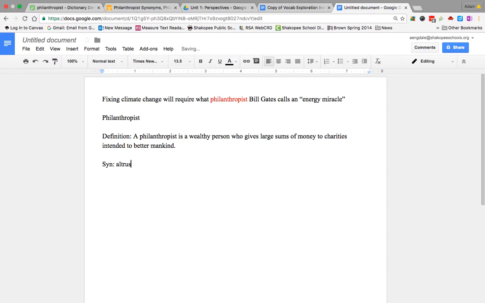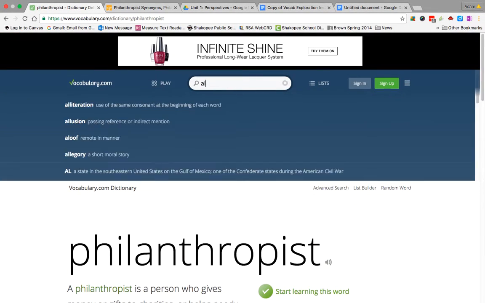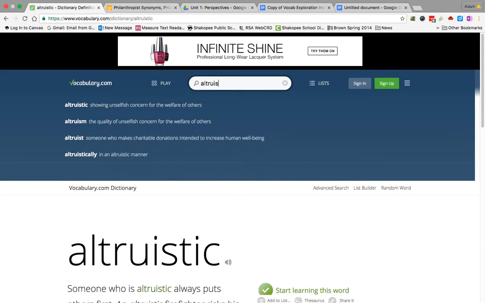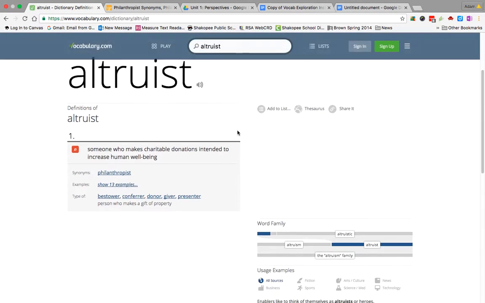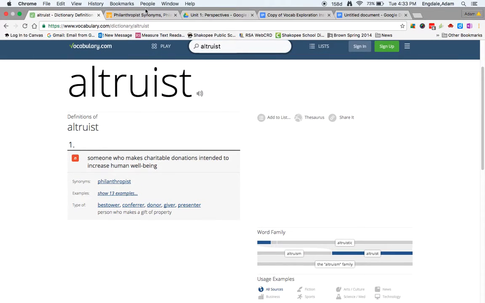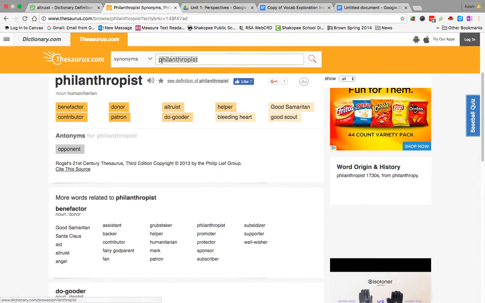Altruist. I'm going to have to look up what that one means. Altruistic. Someone who makes charitable. Okay, I could see that. Sure. Then I'm going to go to thesaurus.com because I need, oh look, altruist. Because I need to find more of these words, and with this one especially, you probably want words that you're more comfortable with. So I'm going to choose some words that I'm more comfortable with.